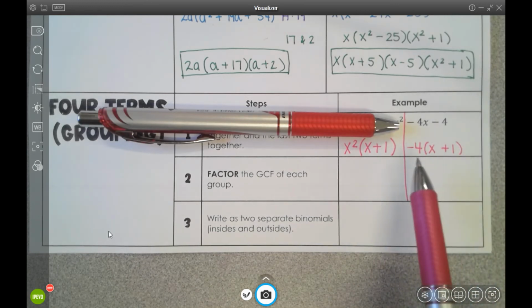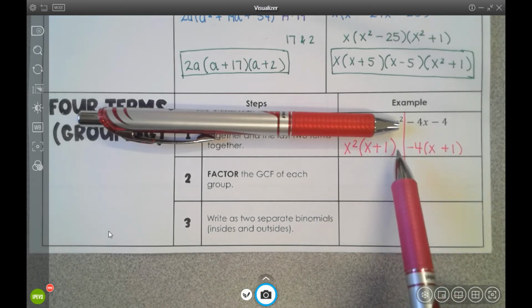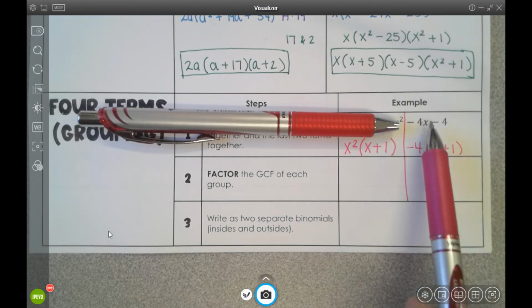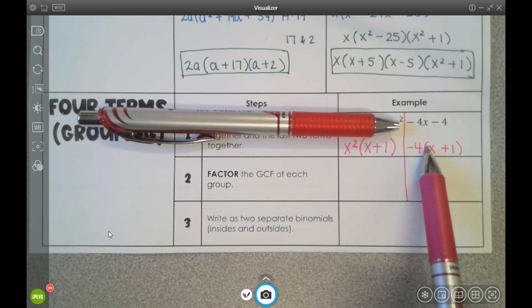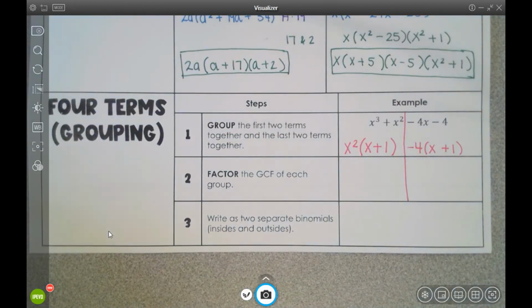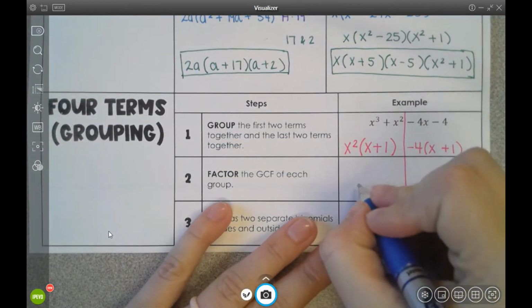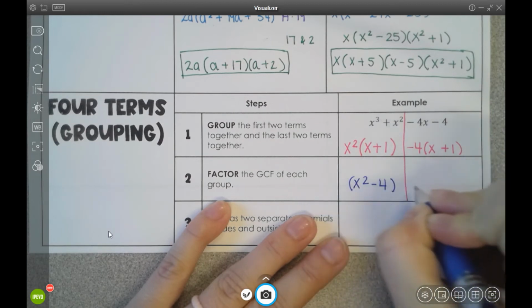And remember, in grouping, what you have here in the parentheses has to match. So if you put a positive 4 here, that would be a negative x minus 1, which wouldn't match. So you got to be looking for that to match. Okay. And then we write our answer. We have x squared minus 4 and x plus 1.